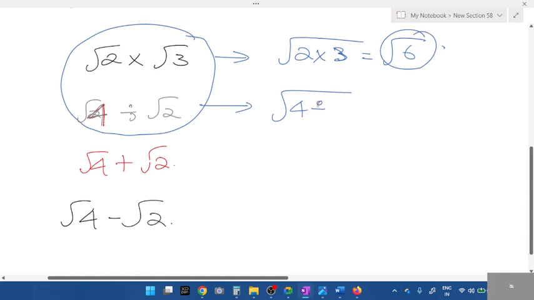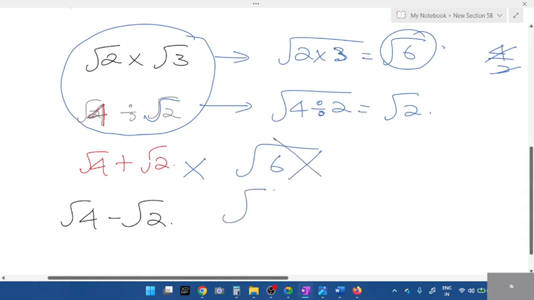4 divided by 2. How much is 4 divided by 2, students? 2, right? So what's the answer? Root 2. Remember this, only for multiplication and division, whenever root is given, you can multiply and divide. But for addition and subtraction, you can't do that. You can't write 4 plus 2 root 6, wrong. You can't write 4 minus 2, that is root 2, even this is wrong.